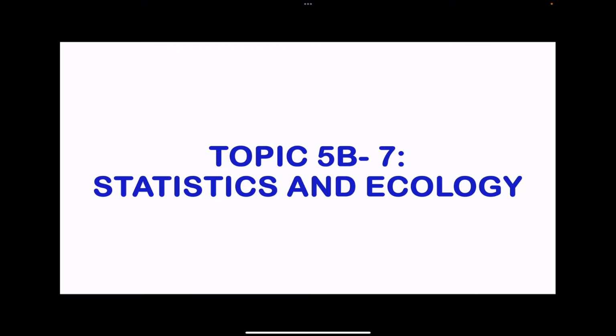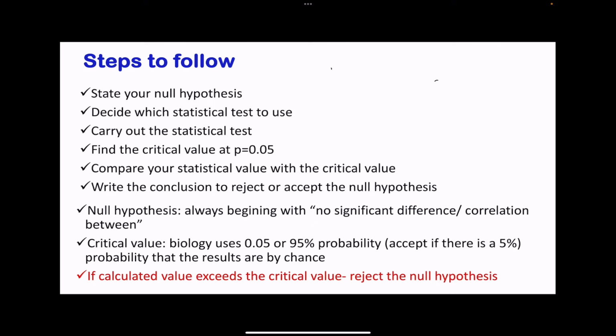So topic 5b7, statistics and ecology. Here are the steps we have to follow in any statistical test. We have to state the null hypothesis. Then we have to decide which statistical test we're going to use. We have to carry out the statistical test, and then the critical value is going to be at p equal to 0.05. Then we will compare the statistical value to the critical value. This is obtained from the table of critical values. And then we can make a conclusion on whether to reject or accept the null hypothesis.